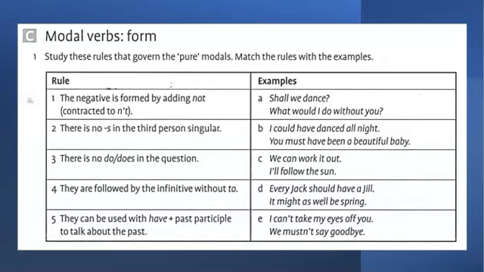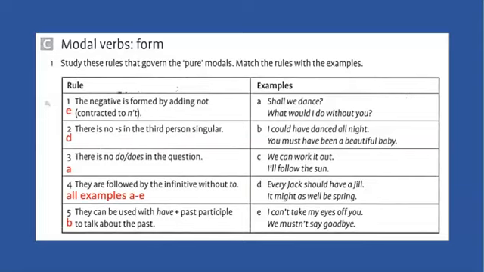So if we match up the rules for pure modal verbs, that is can, could, will, would, may, might, shall, should, and must, we see that these are the rules. Like E: I can't take my eyes off you. We mustn't say goodbye. There you make the negative by putting not or n't. Two, we don't add the s, like example D. We don't say every Jack shoulds have a Jill. It might as well be spring. No, then you sound like Gollum from the Lord of the Rings. We don't add s in the third person singular.